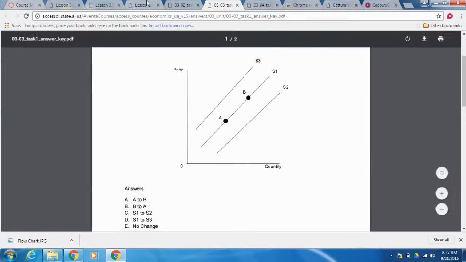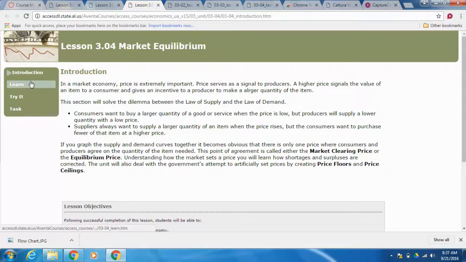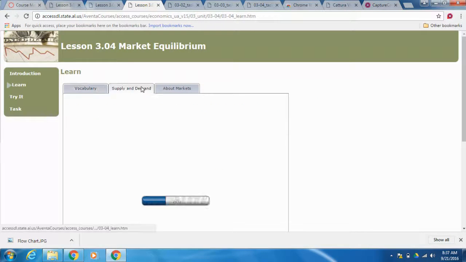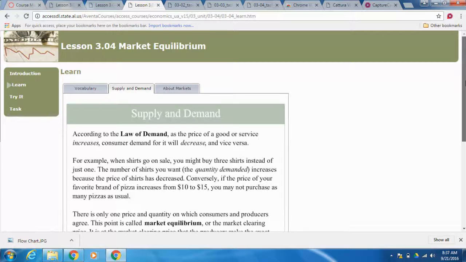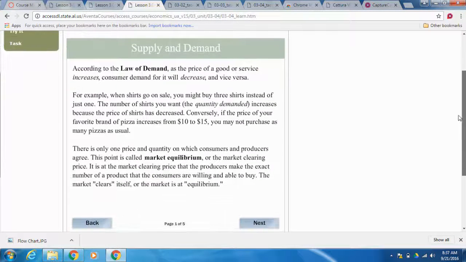Just a couple of things about equilibrium that have to do with supply and demand that I wanted to tell you about. Market equilibrium is a market clearing price. This is the only price and quantity on which consumers and producers agree. And when only a single curve is shifting, there are only 4 possible ways the graph and equilibrium point can change.